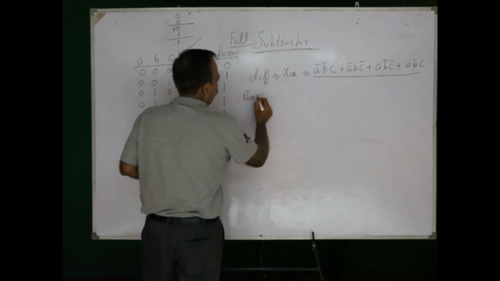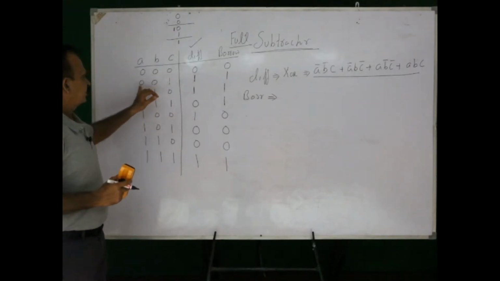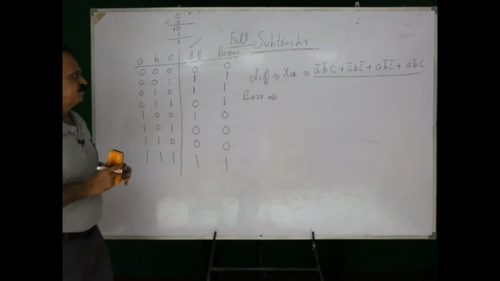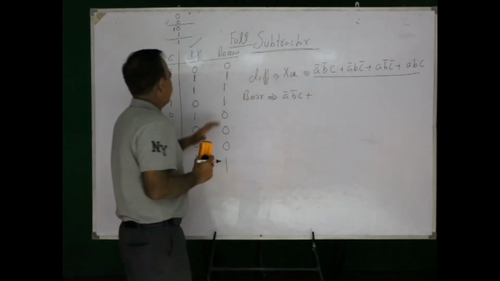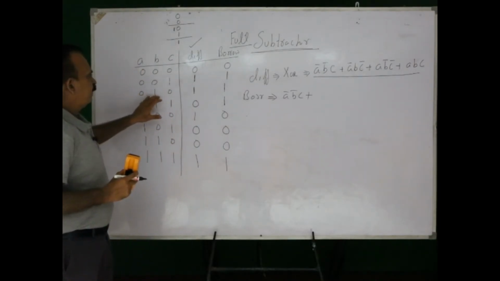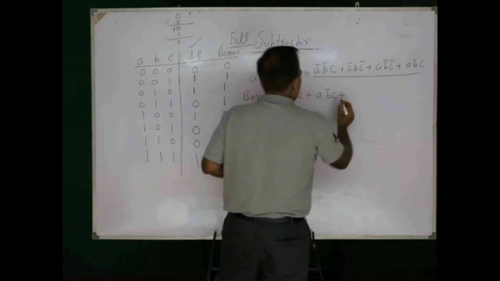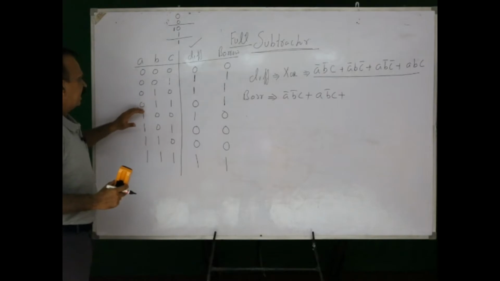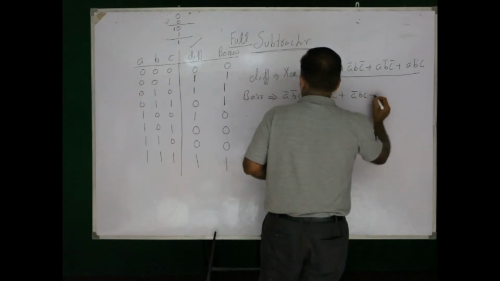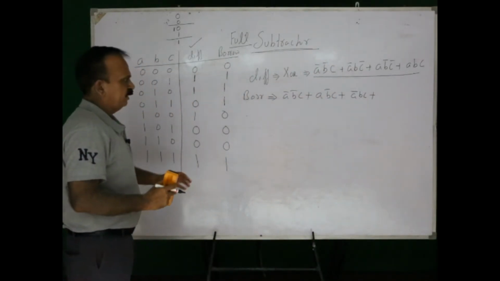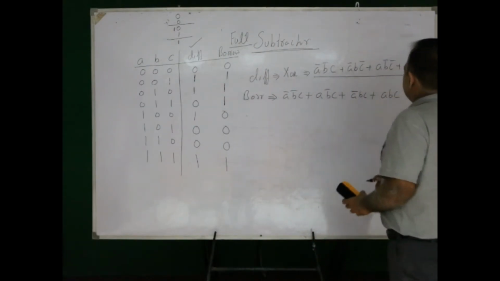Now comes borrow. Say the value of borrow. I will be writing the fundamental products for these entries: A bar B bar C, the first one. The second entry will be A B bar C. The third entry is A bar B C, and I hope the last entry will be A B C. The last entry is A B C.